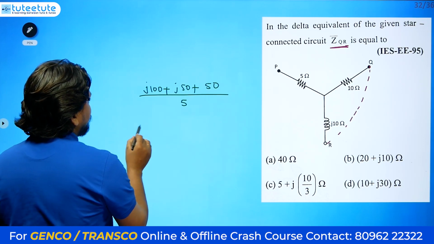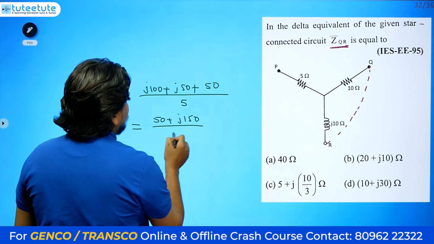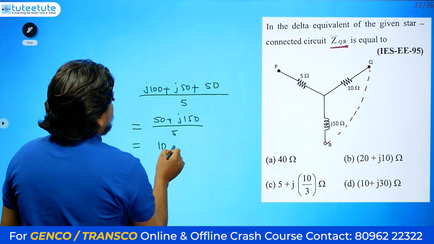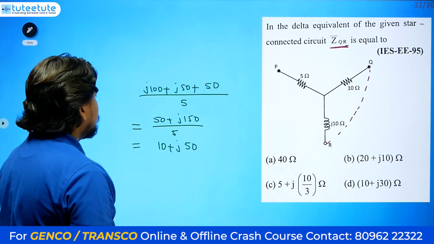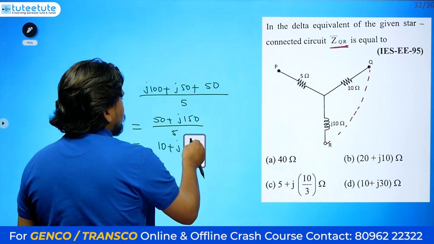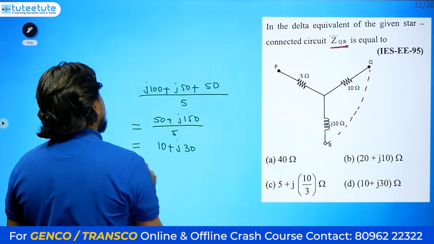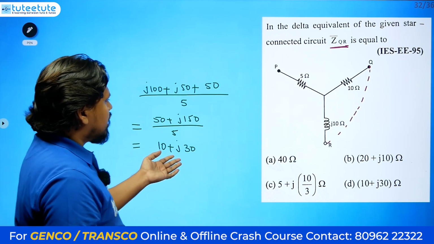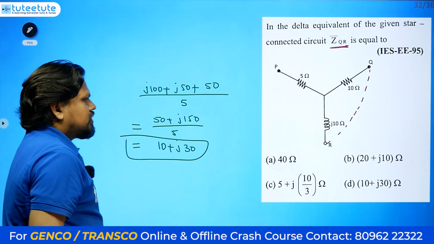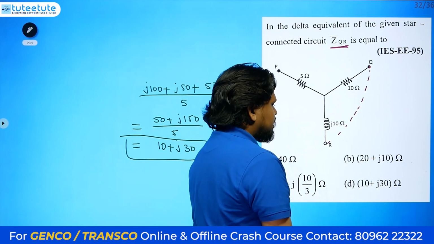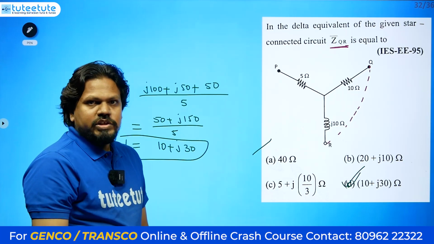If you simplify this one, then you will get 50 plus J150 divided by 5. So then 10 plus J, and 150 divided by 5 is 30. So 10 plus J30. Actually I did the wrong calculation by seeing the option, so I just had to confirm again. So 10 plus J30. If 10 plus J50 is there, I will choose that option only. This kind of mistake is also possible.